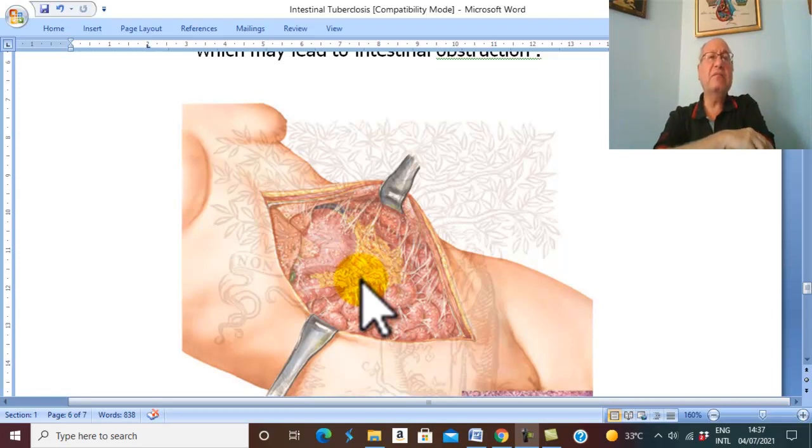Investigation of TB peritonitis is routine investigations for TB. And abdominal ultrasound will show the encysted TB ascites or show free ascitic fluid in the abdomen or show abdominal swellings like tabes mesenterica.